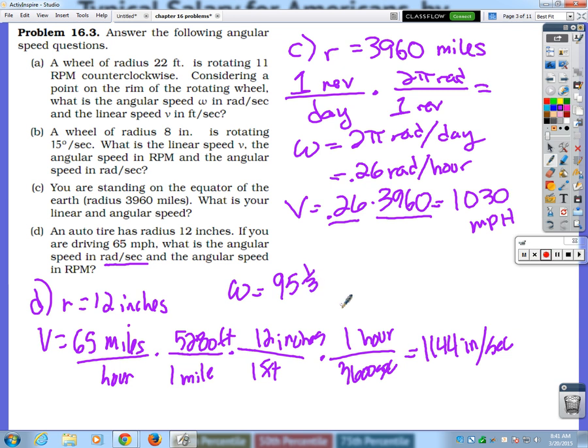95 and a third. So what are our units here? Radians per second.